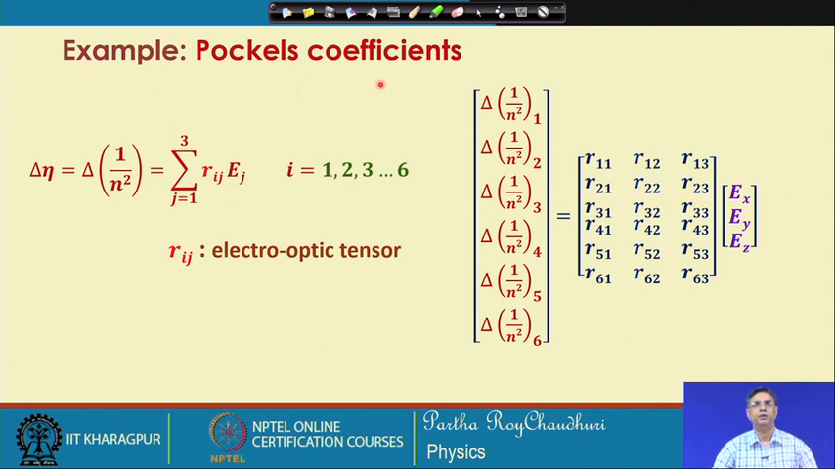Now, for the example of Pockels coefficients, delta eta equal to this we have seen, and this one also we have seen. We have identified that this represents the 18 coefficients for the Pockels effect, and this r i j is called the electro-optic tensor, the linear electro-optic tensor.